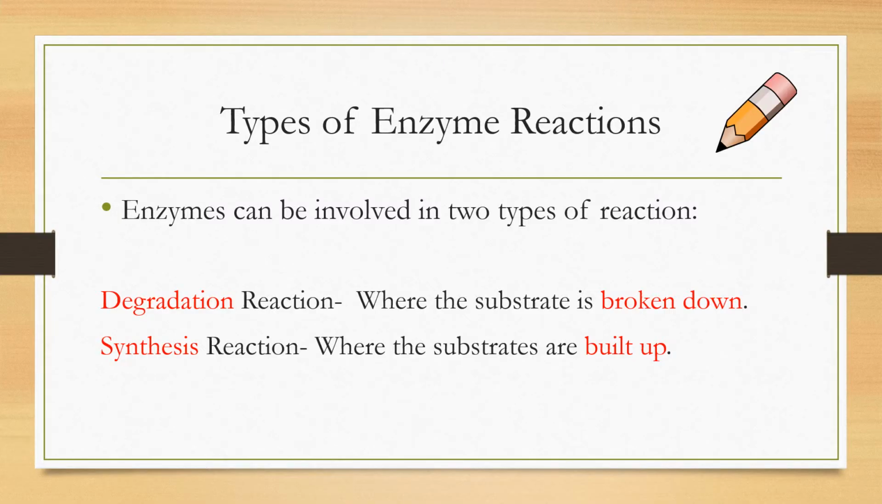So you would want to put the heading the types of enzyme reactions. There are two types of enzyme reactions, two types of reactions that enzymes can speed up. One of which is degradation reactions, where your substrates are broken down, and the other one is synthesis reactions, where your substrates are built up.